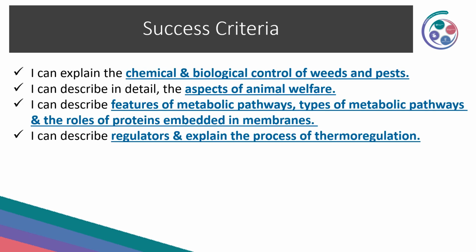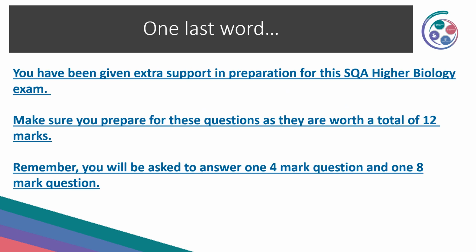So by now, you should be able to explain the chemical and biological control of weeds and pests. You should be able to describe in detail the aspects of animal welfare. You should be able to describe features of metabolic pathways, types of metabolic pathways, and the roles of proteins embedded in membranes. And you should be able to describe regulators and explain the process of thermoregulation.